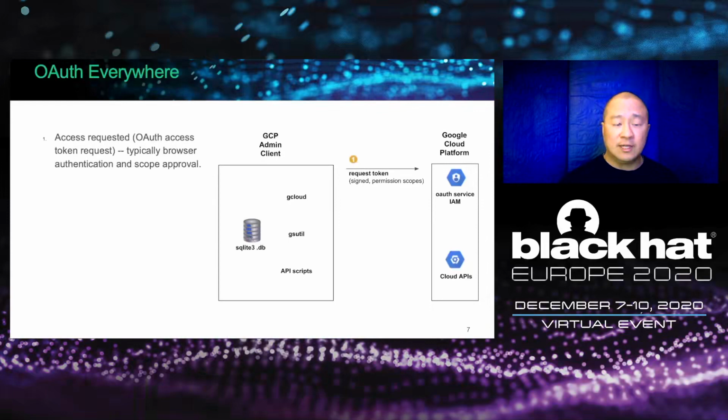We don't see it all the time, but we do see some of it. The first time you use a CLI with a configured account, it may prompt you to pop open a browser and approve a certain set of privileges. And you have to type in a code and so on and so forth, and then your CLI will work.